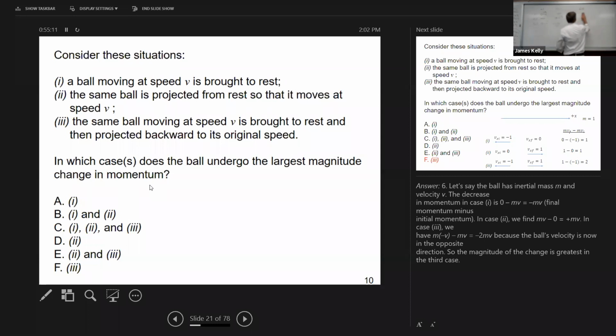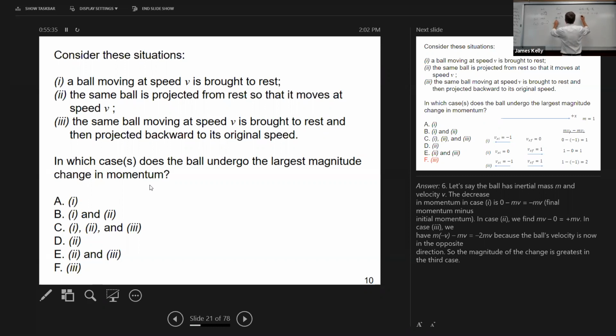I was doing the second one already. Px final is 0. This is px final minus px initial. This is 0 minus px initial, which is 2. That's -2 in SI units. Its magnitude is 2.